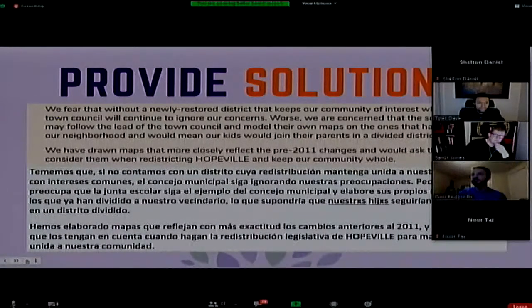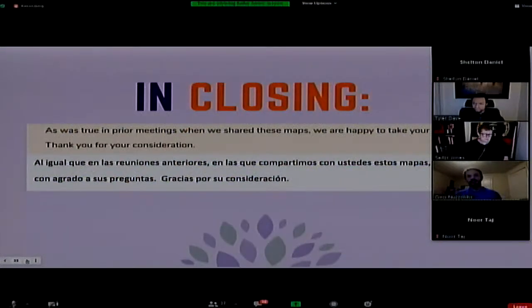You end with your specific solution that you're asking for in these maps about what kinds of districts you want to see. And then finally, you close it out. You say thank you to folks. You end your testimony.